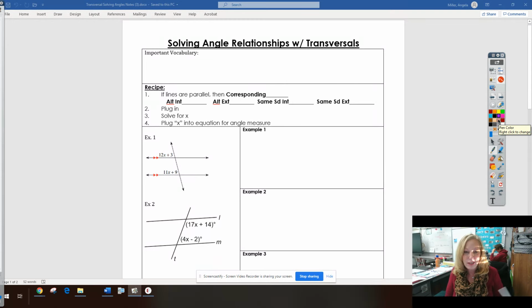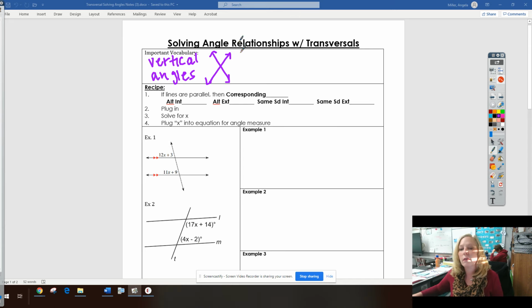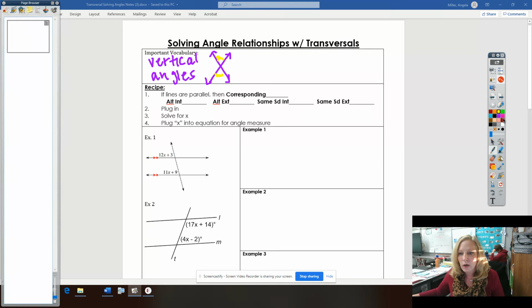Okay, the first thing that you need to remember is vertical angles. So, right, vertical angles right here. Now, hopefully, all of y'all remembered that vertical angles are the angles that form like an X, kind of like this, and that the opposite parts of them are congruent. So, this top part here is congruent to this bottom part here, and then the two sides are also congruent. All right, so that's our first thing that we need to remember.